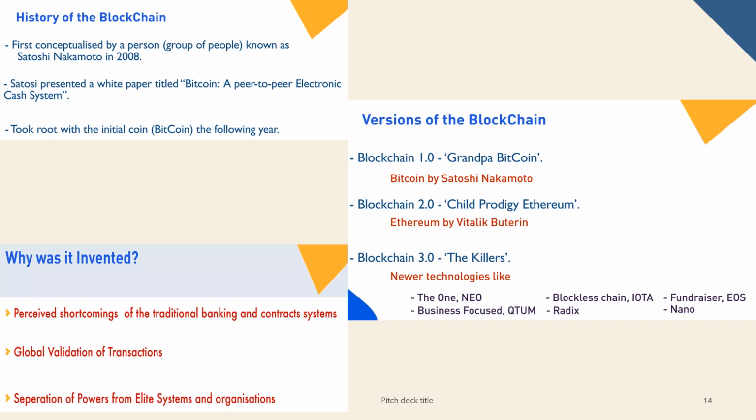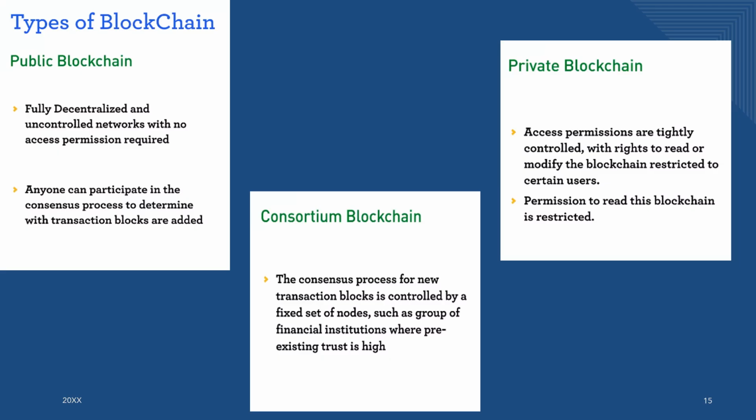So it was essentially invented to prevent shortcomings of the traditional banking and contract systems, for global validation of transactions, and the separation of powers from elite systems and organizations. And then this talks to the different versions of blockchains that you get. So you have your Bitcoin, your Ethereum, and newer technologies that exist as well. Then you have three types of blockchain: public blockchain, consortium blockchain, and private blockchain.